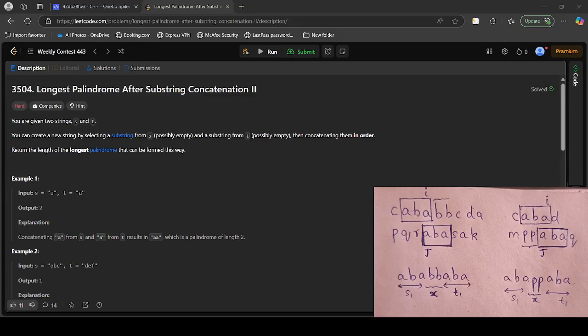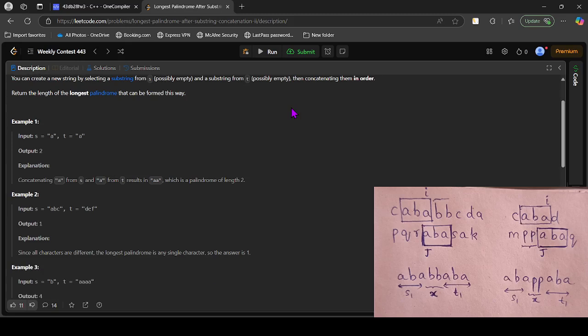Let's discuss today's third question from LeetCode contest 3504. You are given two strings S and T. You can create a new string by selecting a substring from S, which is possibly empty, and similarly a substring from T, which is also possibly empty, and then concatenating them in that order. Return the length of the longest palindrome that can be found this way.